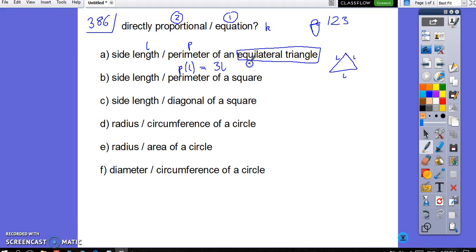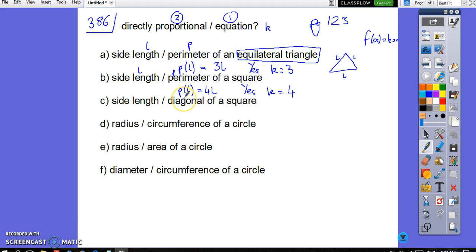So my answer is yes, this is a directly proportional relationship, because it's of the form f of x is equal to k times x. And here k is equal to 3. The second one is very similar. Again, if I did L and P, then the perimeter of a square is just 4 times its length. So P of L is equal to 4L. So here, yes, k is equal to 4.